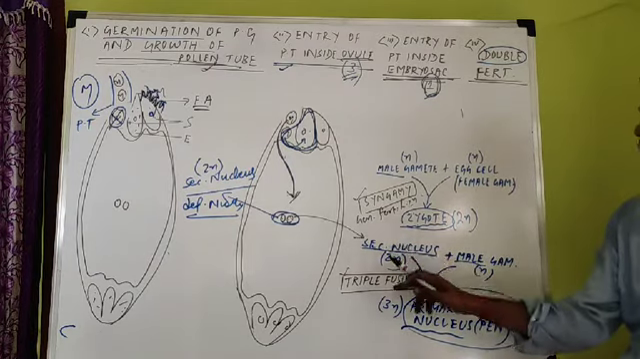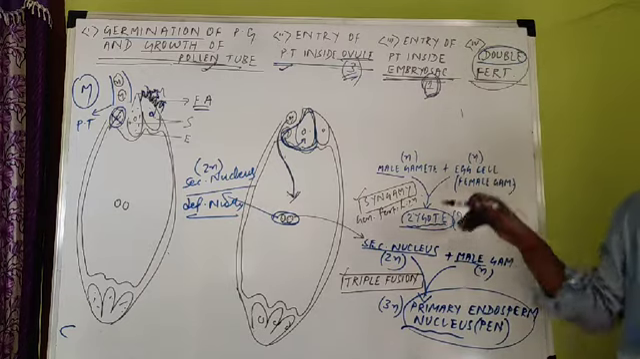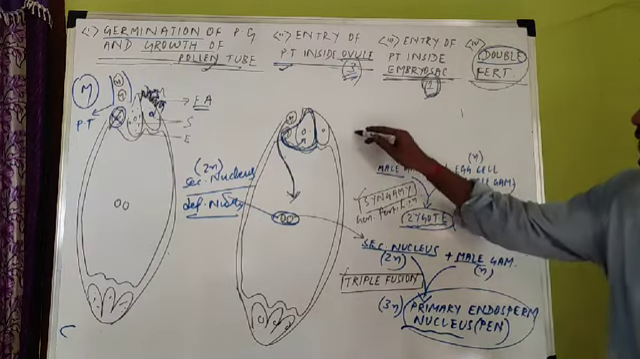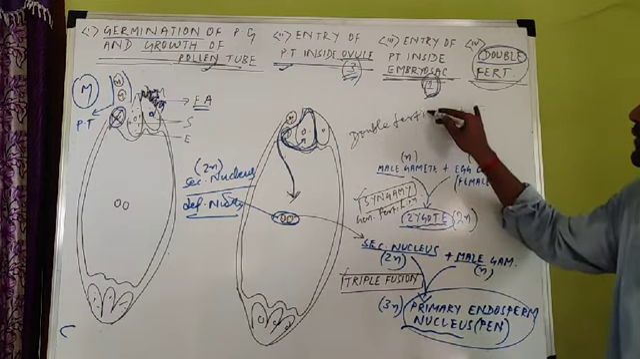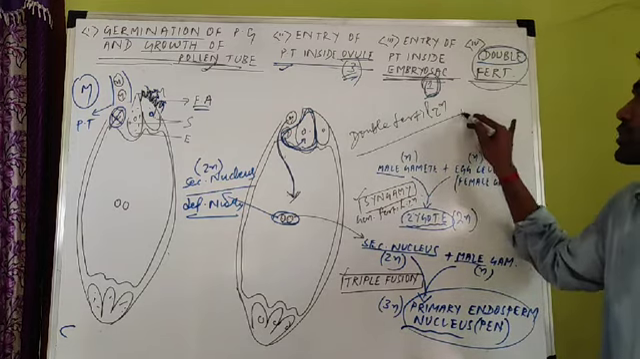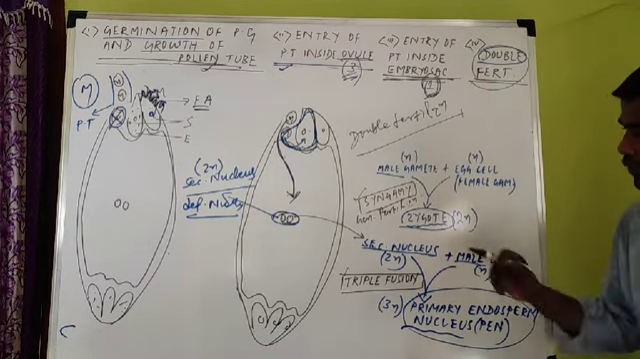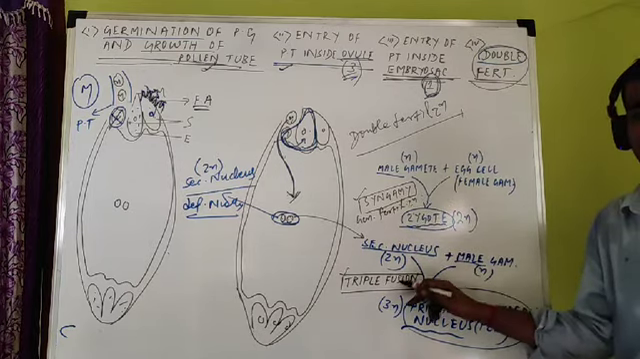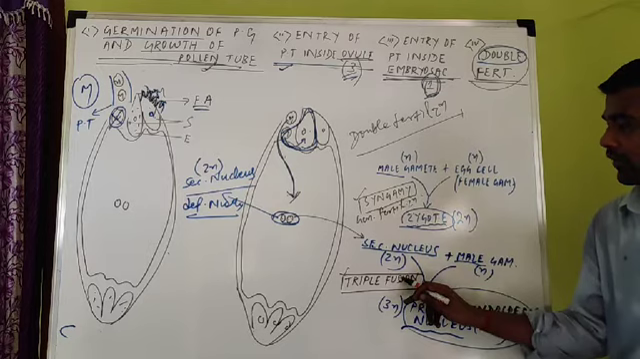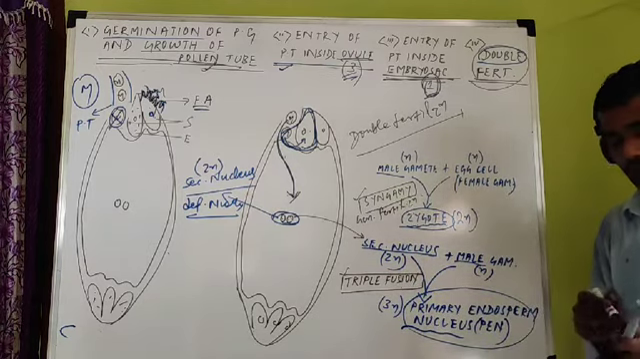As syngamy and triple fusion occur together, this is called double fertilization, because fertilization takes place twice. Sometimes double fertilization comes as a long question, or sometimes direct. It will come as a 2 mark short note. If a 2 mark question comes, you have to at least mention these 2 steps: syngamy and triple fusion take place inside the embryo sac, so that's why it is called double fertilization.